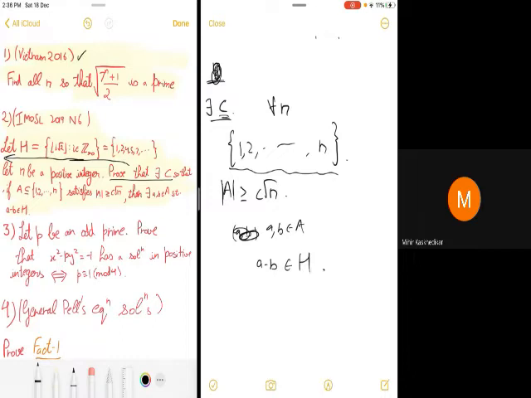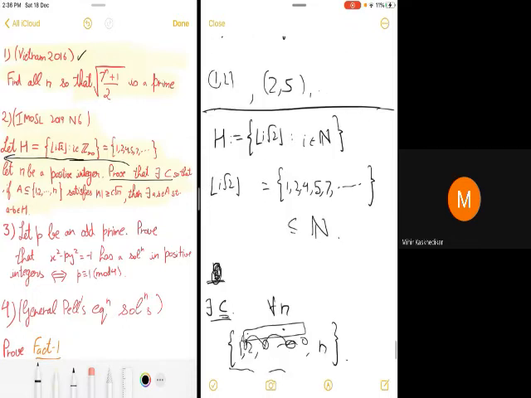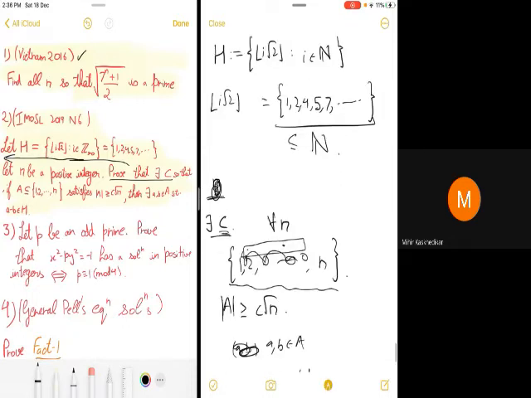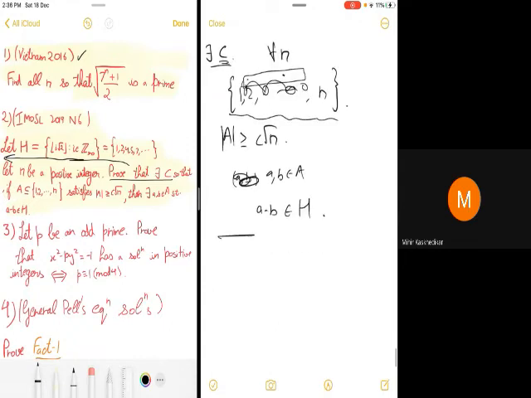So if the size of A is more than root n in some sense, if A is something like this and its size is more than some constant times root n, then we must have two elements here whose difference is among this H, which is a subset of naturals. So any doubts, any questions in the problem statement?